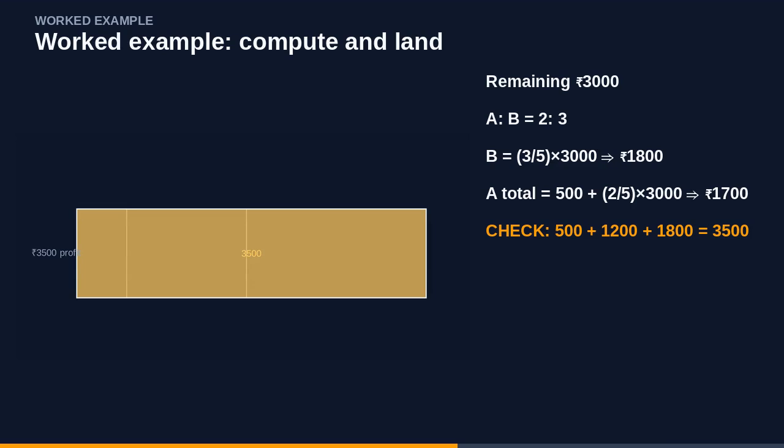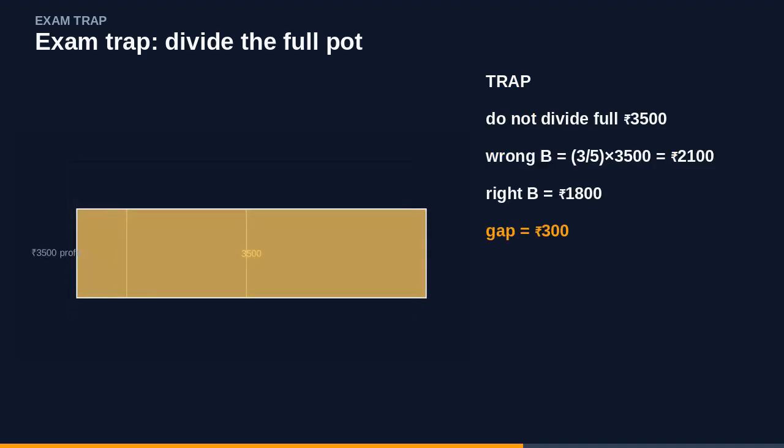The trap. Check the governing quantity before accepting the result. Salary must exit the pot before weights run. The exam trap is simple. Deduct any fixed salary or commission before the investment time weights run. Dividing rupee 3,500 in 2, 3 would give B rupee 2,100, rupee 300 too much, because that calculation spends the salary twice, once as A's extra and once inside the pool.